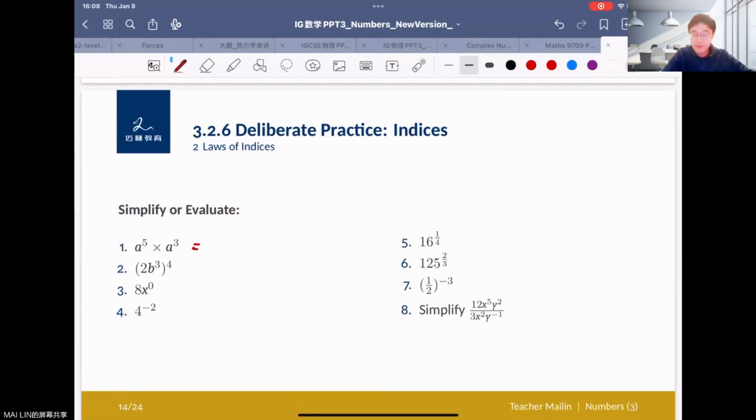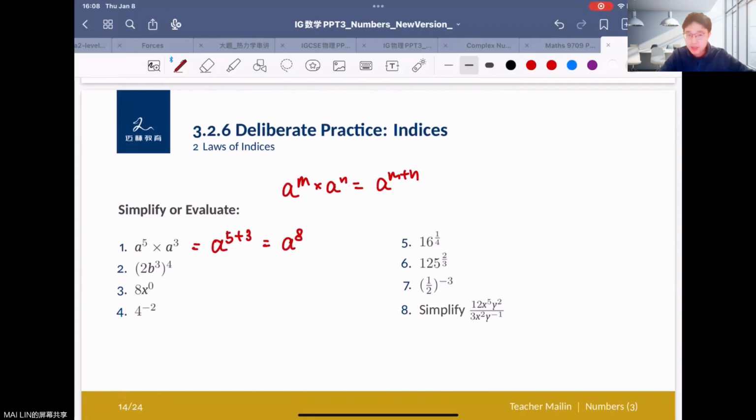First, a^5 times a^3. We can use the formula from before, that is a^m times a^n equals a^(m+n), right? We have m a's and n a's, and the total number of a is m plus n. So here it is a^(5+3), which is a^8. This is for the first one right here.